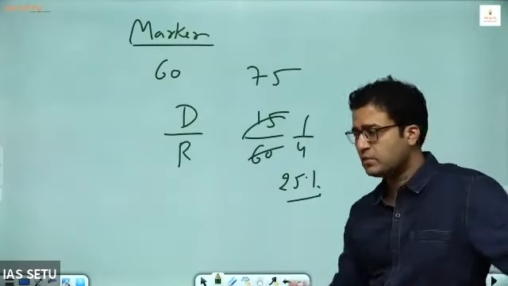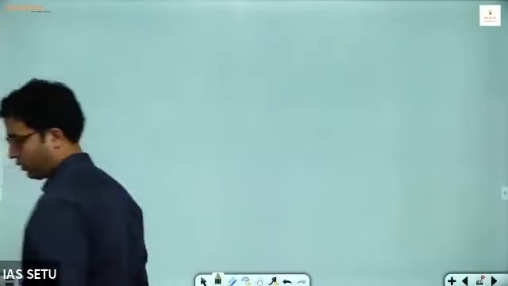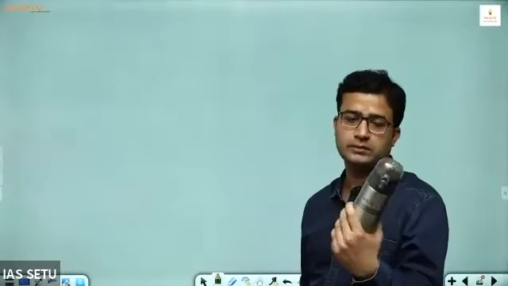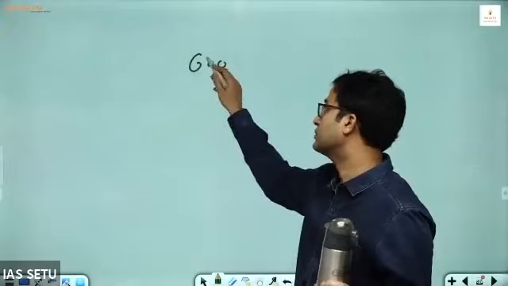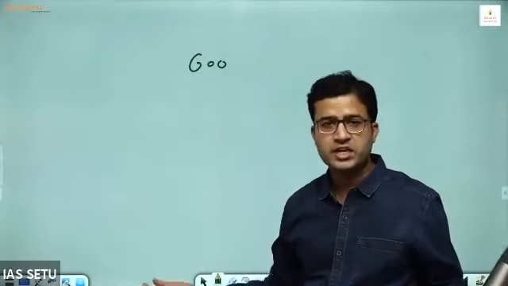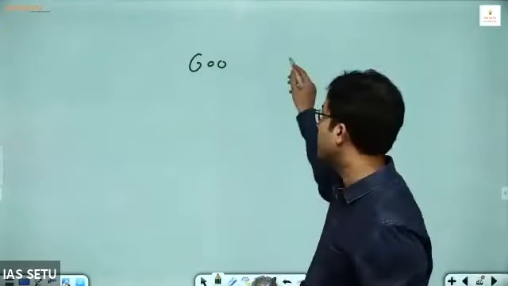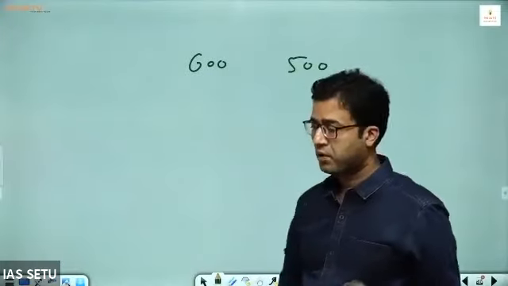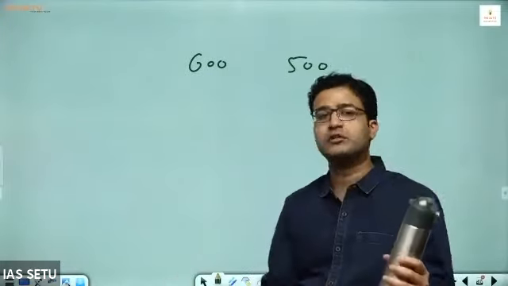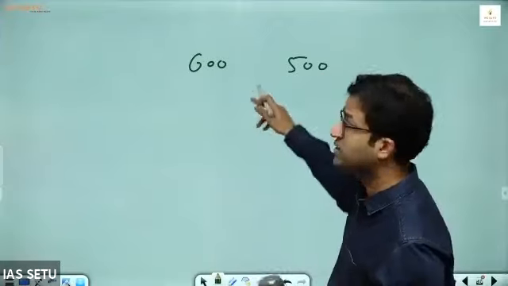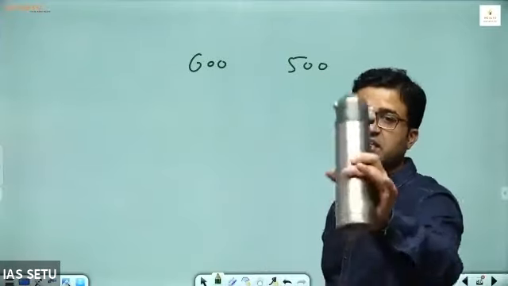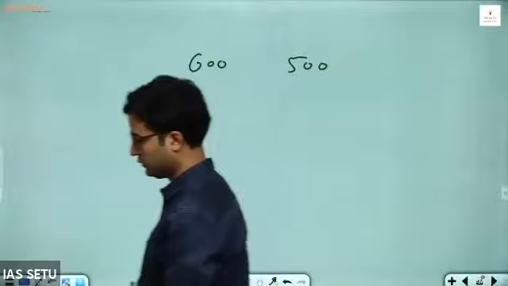It can be decrease also. This Milton bottle, last month the price was 600 rupees. But now there is a competition. Price became 500. So price changes from 600 to 500. You find how much percentage decrease is there in this bottle price.